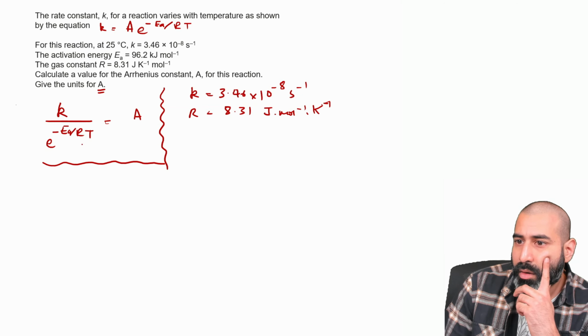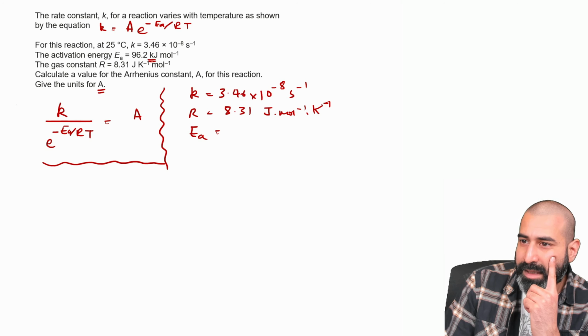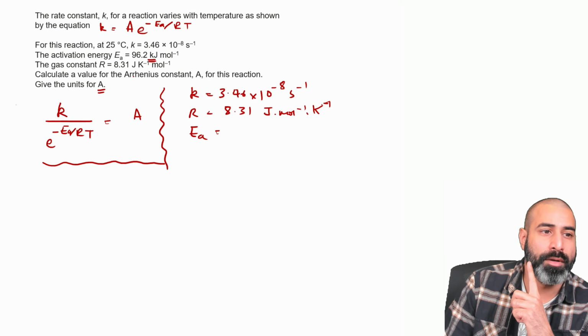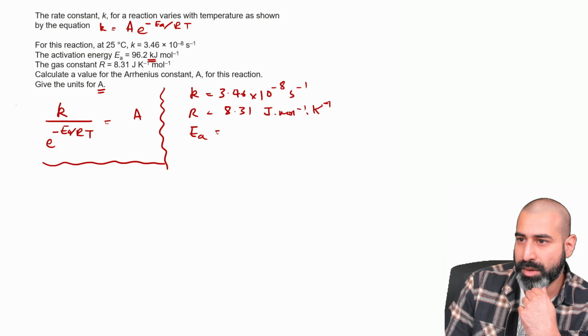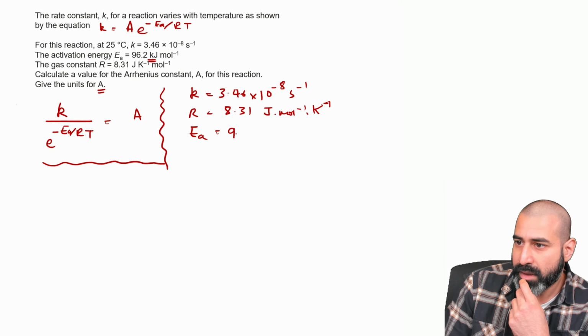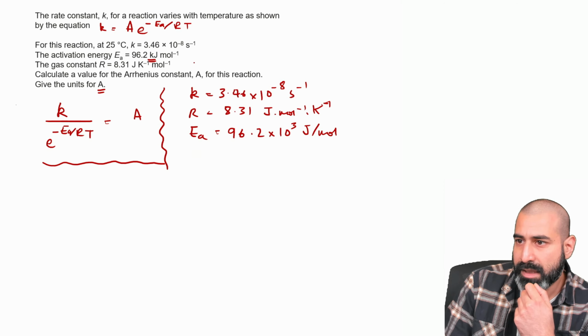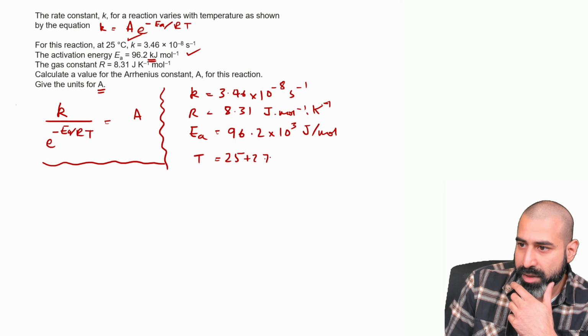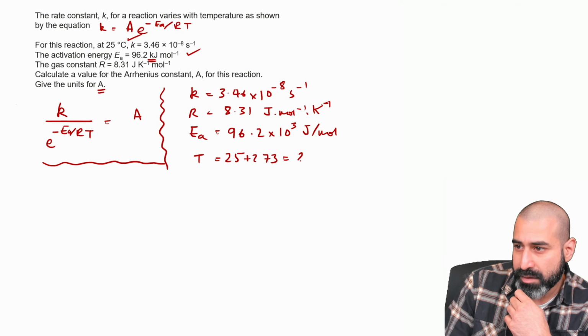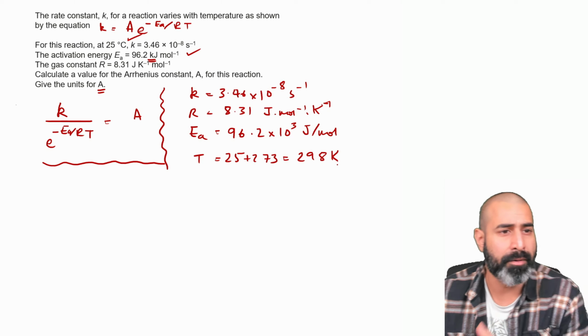So I've done R, I've done k. Ea is 96.2, but there's kilojoules here. Note that your gas constant is in joules, so your units have to be consistent. So this is going to be 96.2 times 10 to the 3 joules per mole. We've taken care of the Ea there, and you're also given the temperature in degrees C, so you have to add 273 to it to get it into Kelvin. So that's going to be 298 on the Kelvin scale.